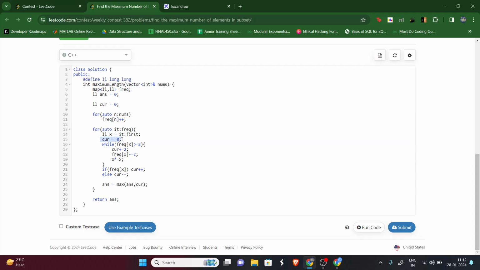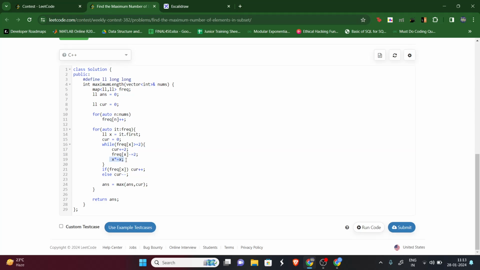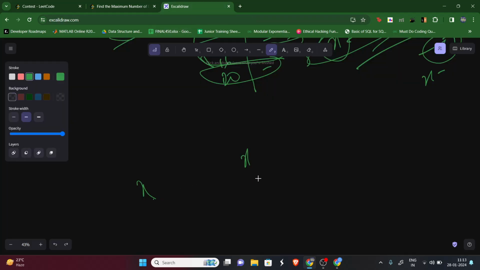What does this current signify? This current signifies the maximum possible length of the subset which starts from this x. Now, if the frequency of x is greater than or equal to 2, then we can put this x on both sides, right? That's what we discussed. Then we will move to x square, which will be nothing but x into x. So initially x was x, then after this step x will become x square.